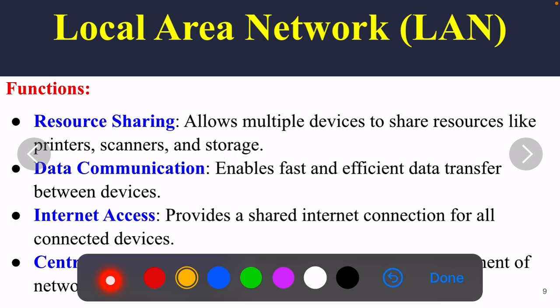Then next is data communication. It enables fast and efficient data transfer between devices.